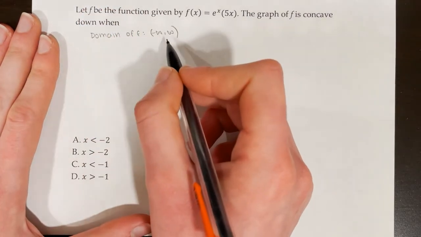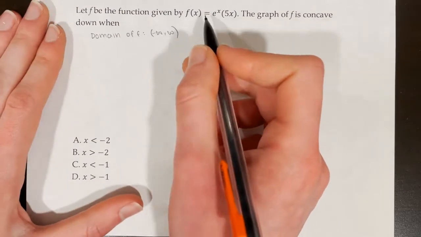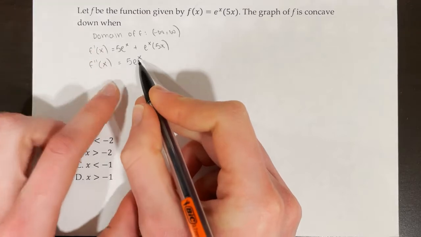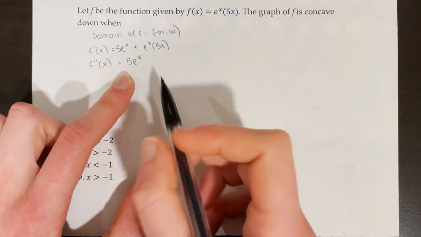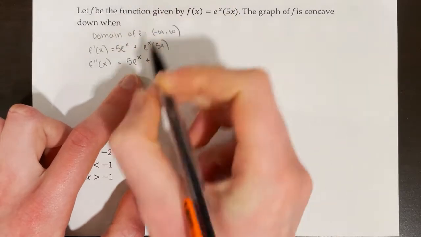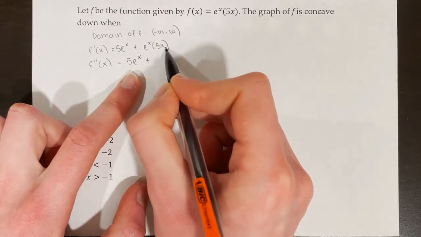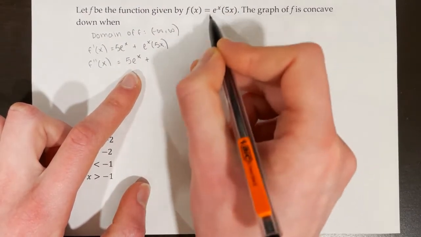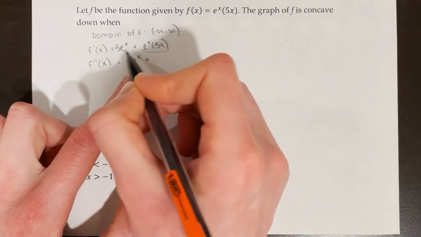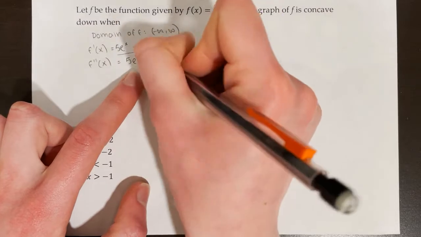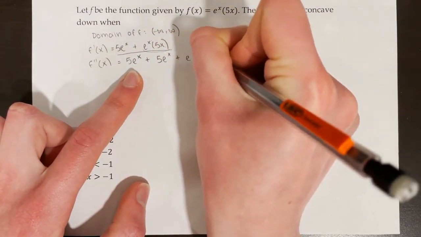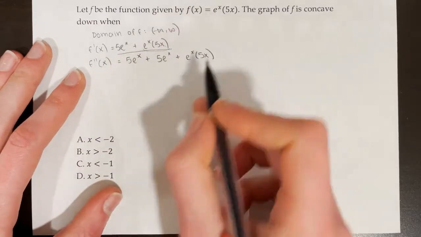Now we need to find f double prime of x, so we will have to use the product rule twice. There's a little bit of a shortcut here because when we're taking the second derivative, we have to find the derivative of 5e to the x, which is 5e to the x, plus the derivative of e to the x times 5x. We know what that is. We just found that. That's f prime of x. So we can just recopy this. So it's 5e to the power of x plus e to the x times 5x. So that entire thing is our second derivative.